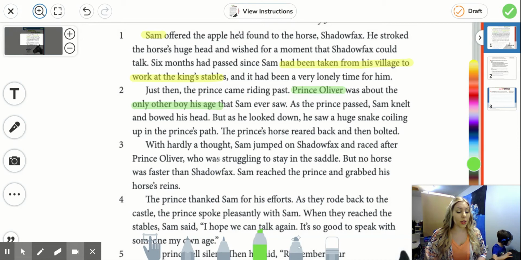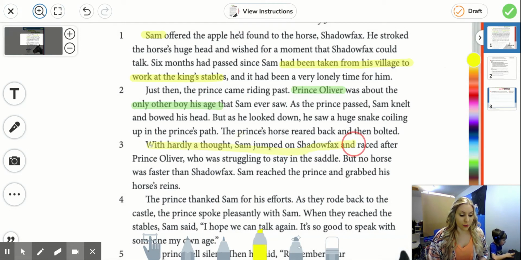Paragraph 3. With hardly a thought, Sam jumped on Shadowfax and raced after Prince Oliver, who was struggling to stay in the saddle. But no horse was faster than Shadowfax. Sam reached the prince and grabbed his horse's reins. So we see that Sam, without hardly a thought, jumped on Shadowfax and raced after Prince Oliver.